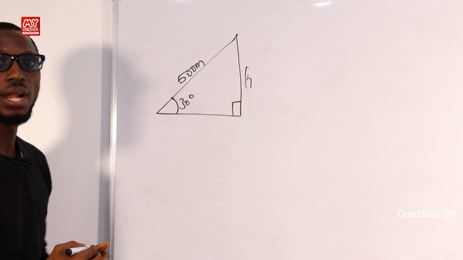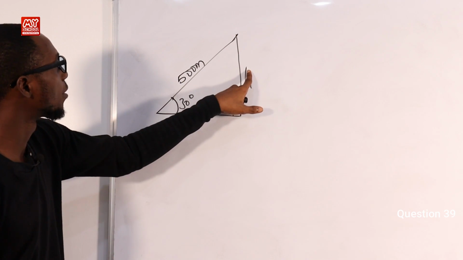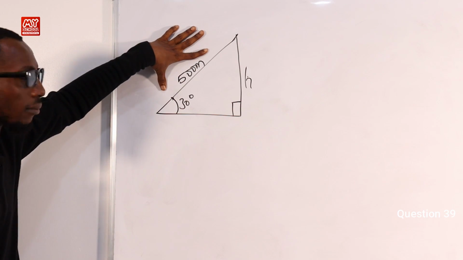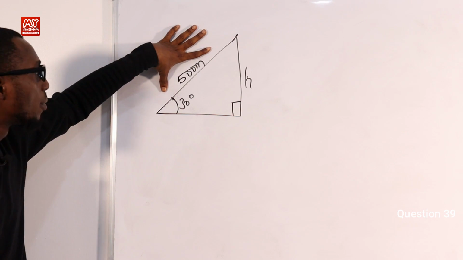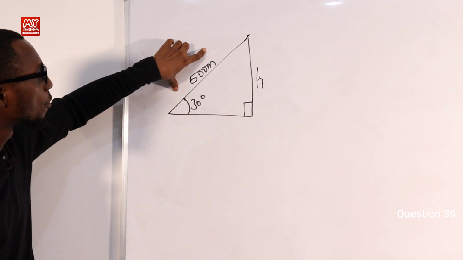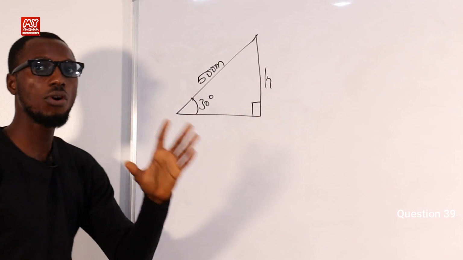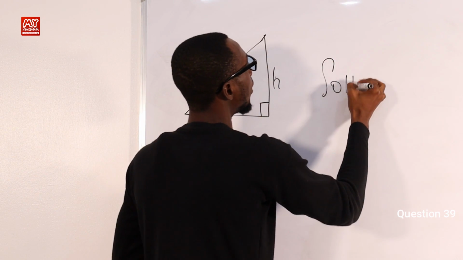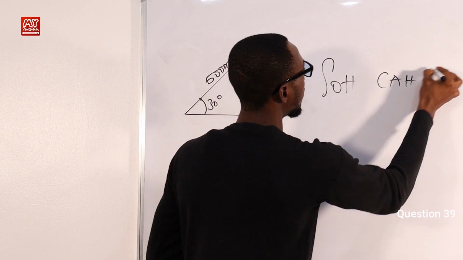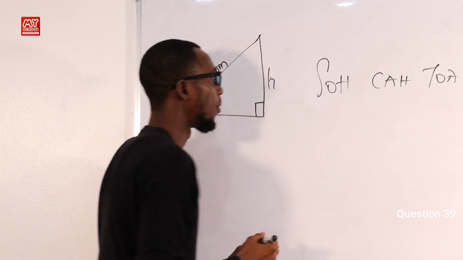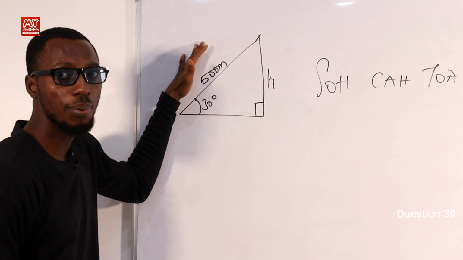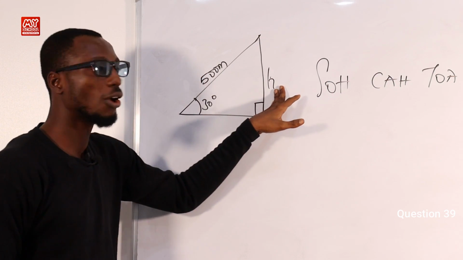So what can we pull out from here? We are asked to find h, the vertical height. We are given the longest side, which is the hypotenuse, and we are asked to find the opposite. So we have opposite and hypotenuse. So recall this, SOH CAH TOA. We are given the hypotenuse, and we are asked to find the opposite.